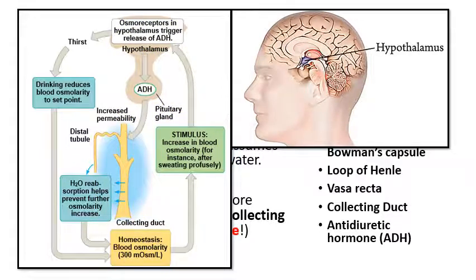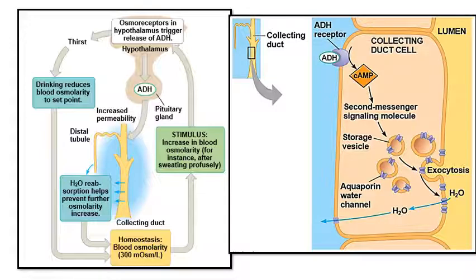There's the hypothalamus giving directions to the pituitary gland in response to higher saltiness of the blood. Right. Put more aquaporin channels into the collecting duct and collect more water, causing the blood volume to increase and therefore the osmolarity to go down.